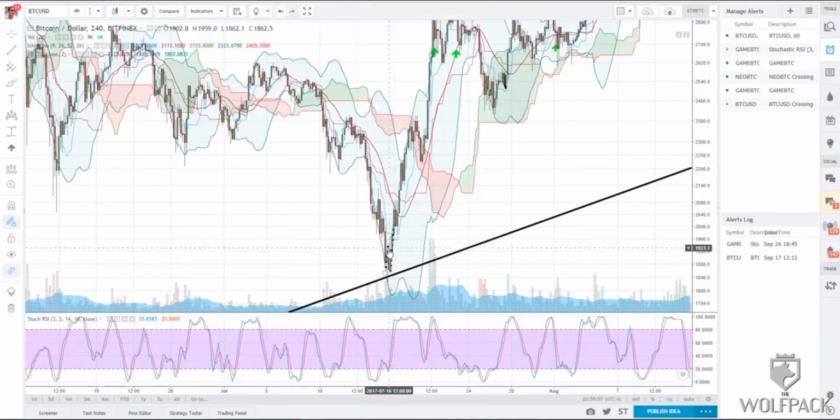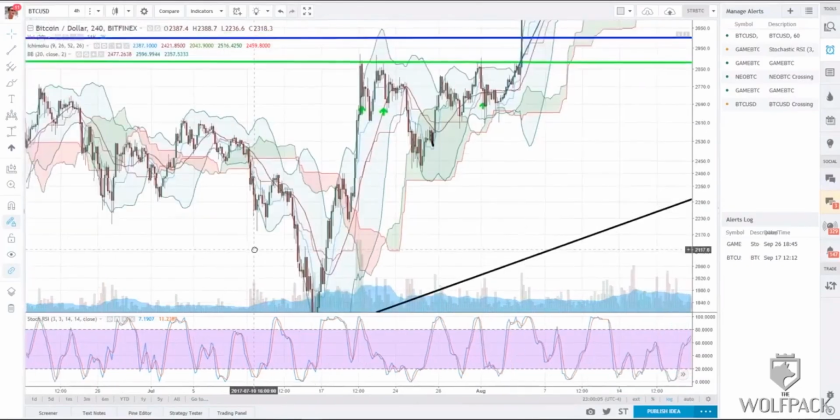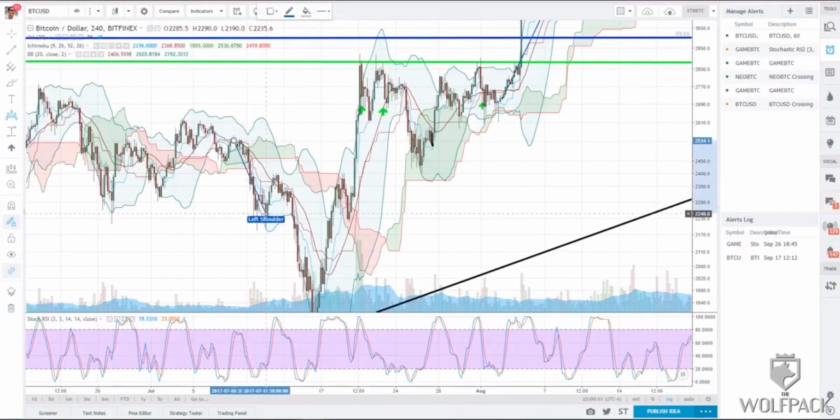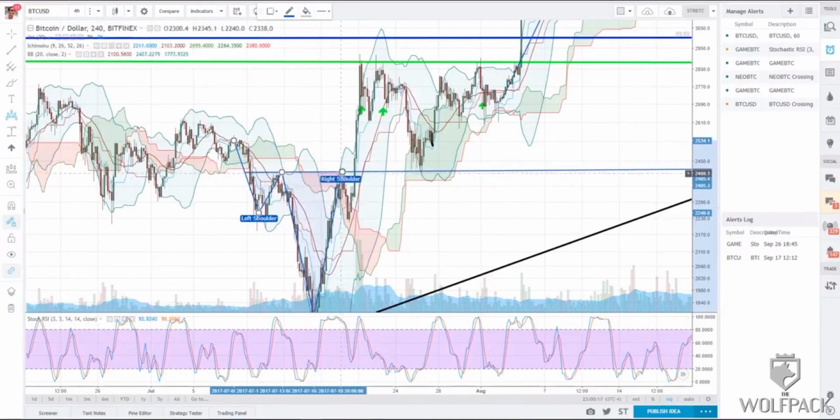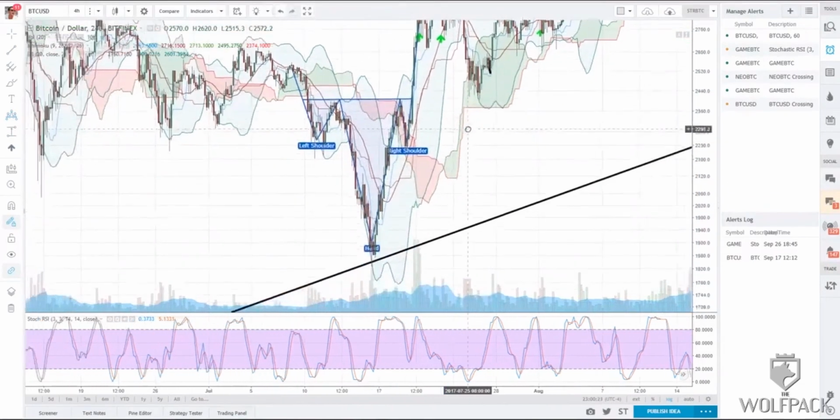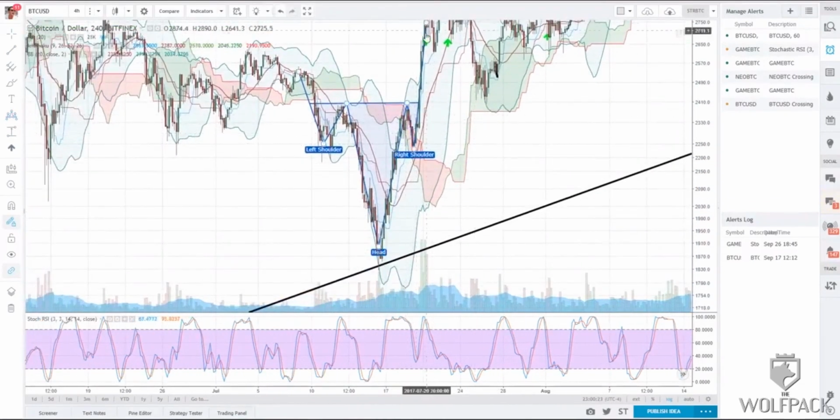I can't believe I already skipped this or missed this one. Actually, there's a little one right here I can see. Boom, down, up, down. That's a tiny little head and shoulders. But right here, if I use this tool again, left shoulder, head goes all the way down here, right shoulder. It's ugly, but it works.